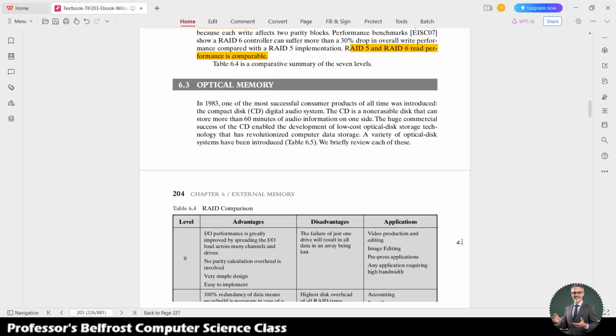Okay, let's see. Now we'll dive into discussion on optical memory. So yeah, one of the most successful consumer products of all time is called compact disc. Okay, so CD is basically a non-erasable disc that can store more than 60 minutes of audio information on one side.